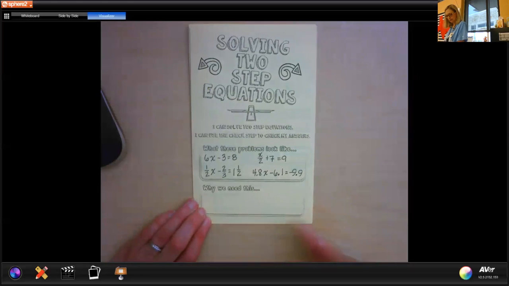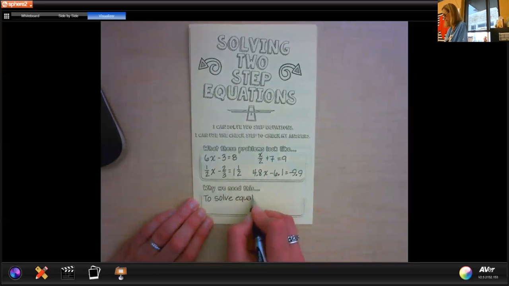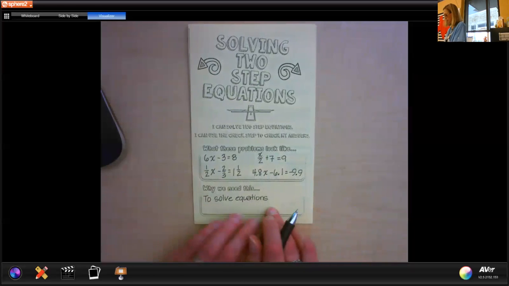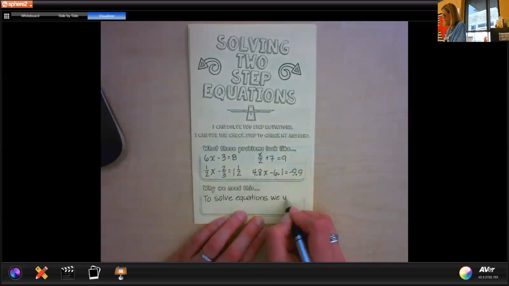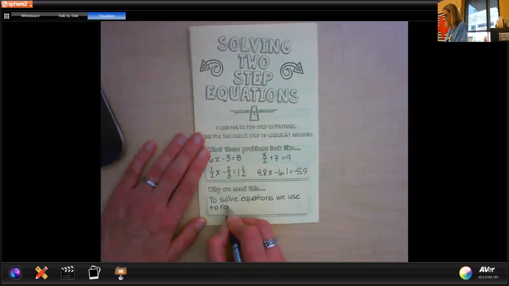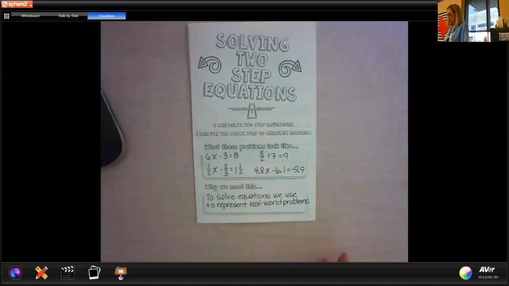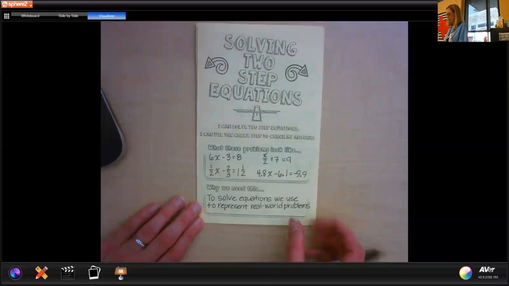Why do we need this? That would be to solve equations we use to represent real-world problems. Go ahead and open that up.